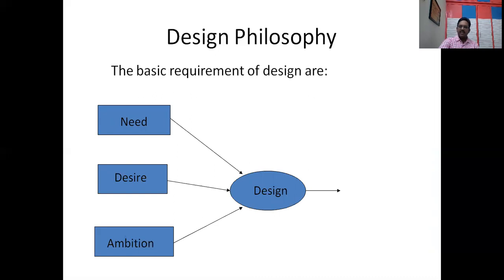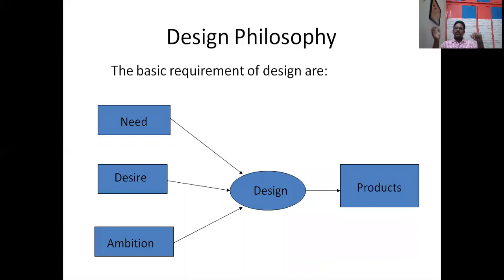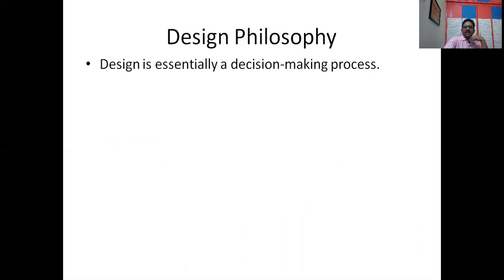And this design is converted into products. In order to have a product, first he should have some idea of what to do, and he will have some designs. Basically, those designs will be converted into products. So the basic requirements for a design are needs, desires, and ambitions. So design is essentially a decision-making process.